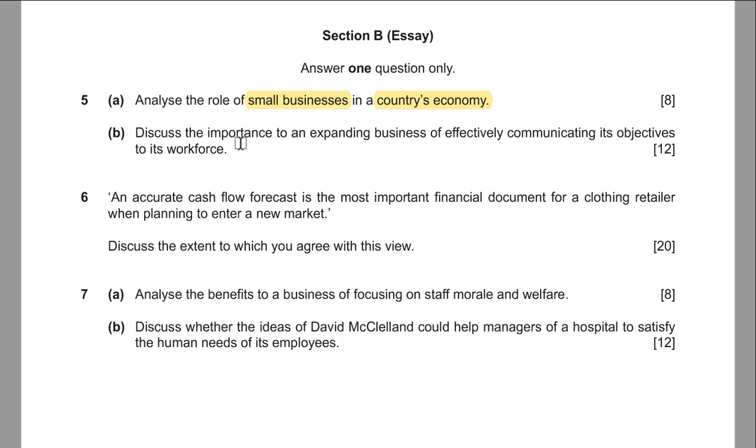The second part of the question is more complex. It's discuss. So we've got to have 2 points of view. And it's the importance of communicating objectives effectively to the workforce, and we've got to make this specific for an expanding business. So this seems a reasonable question, but we just want to make sure that we can come up with a few reasons for and against why communicating objectives will be important. So for an expanding business, it'll be important to motivate the workforce so they can meet their growth objectives, and communicating the objectives will be really important for that.